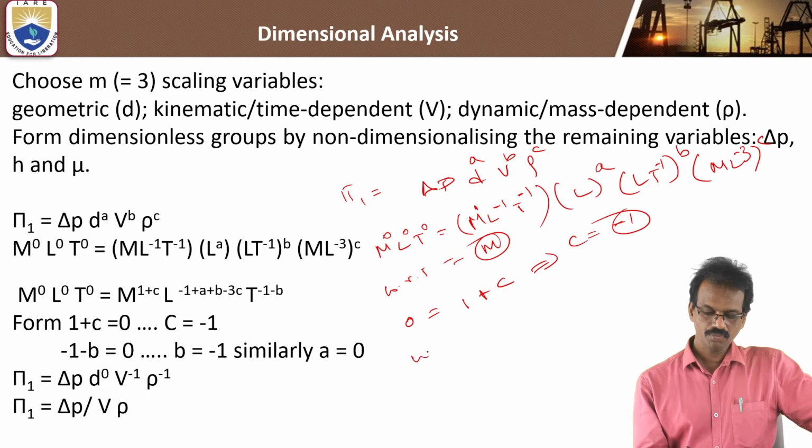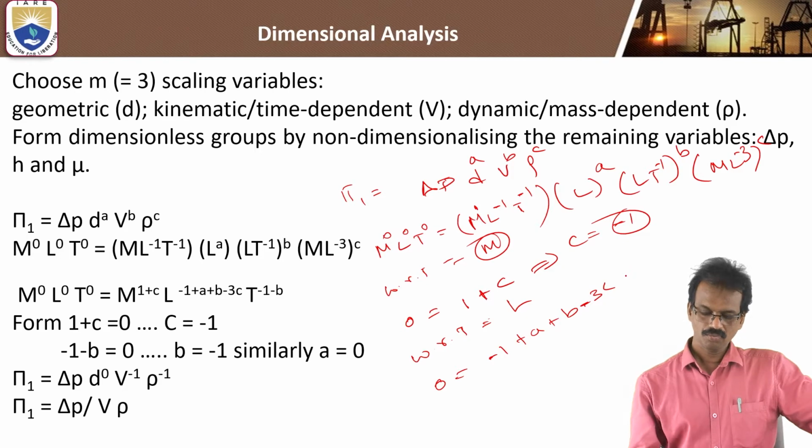Next, with respect to L. Here the power is equal to 0. Here L is equal to minus 1. Here L is equal to a. Here L is equal to b. Here L is equal to minus 3c. Okay, so more parameters are there.